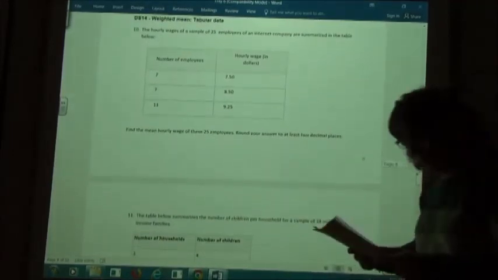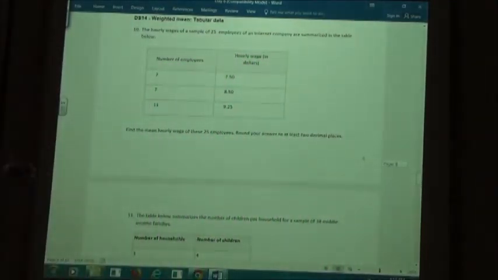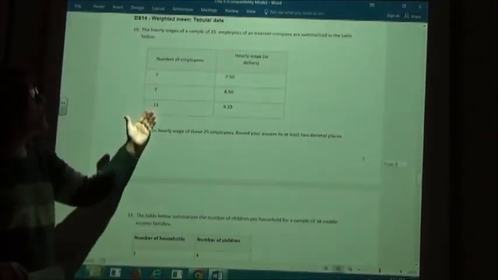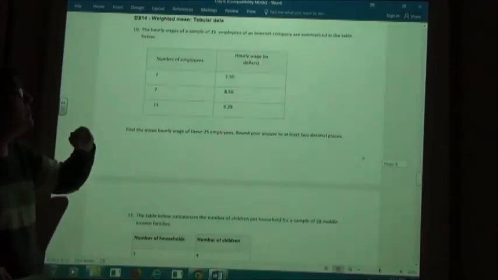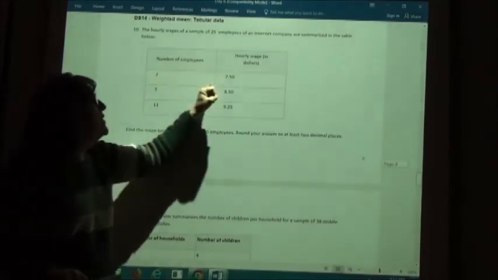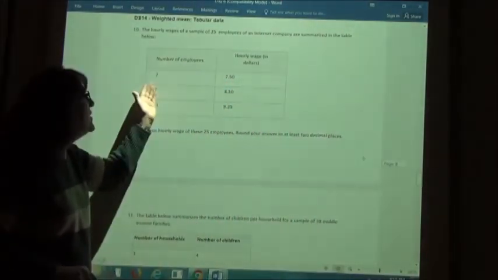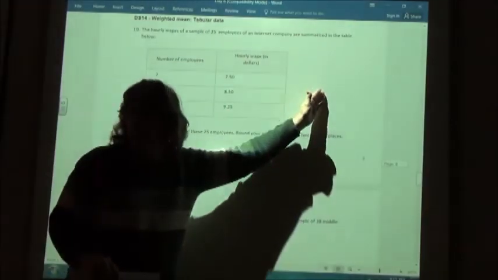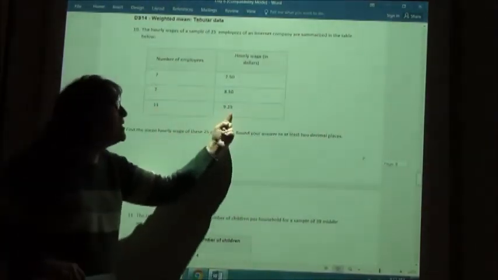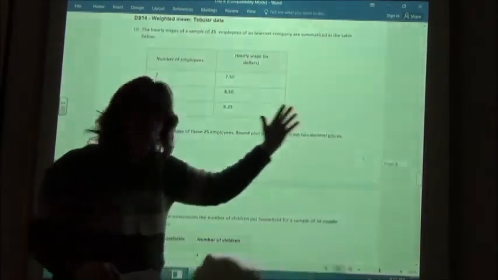Weighted mean. If we're going to do a weighted mean, it means that we have more than one thing in each category. So basically the first thing we're going to do is just multiply 7 employees times the 750 to find the total amount for those people, 7 times the 850 for the total here, 11 times the 925 for the total here. We're then going to find the average of those.